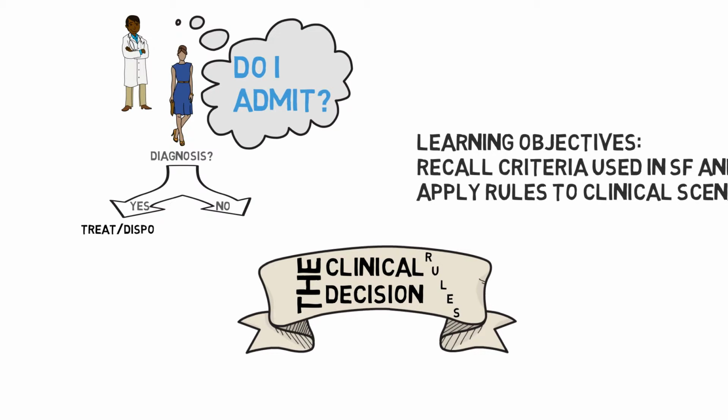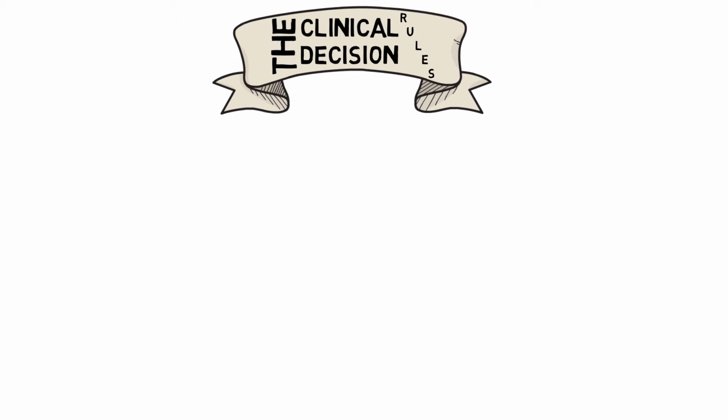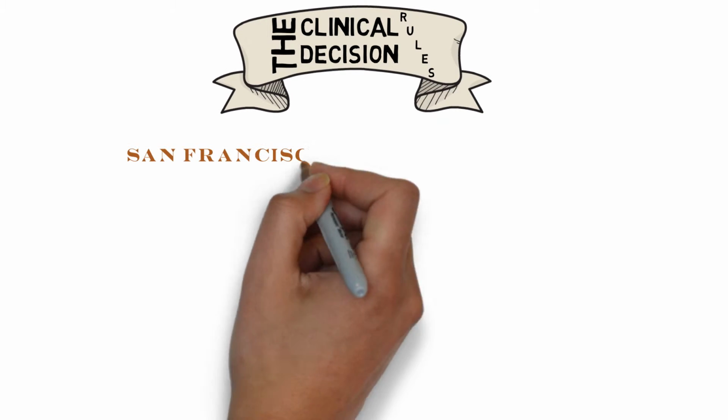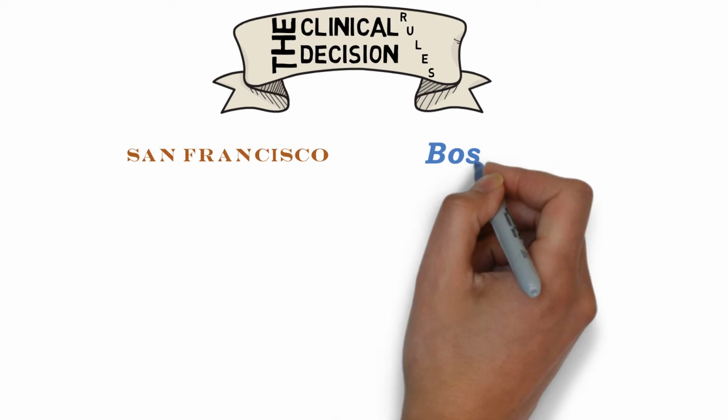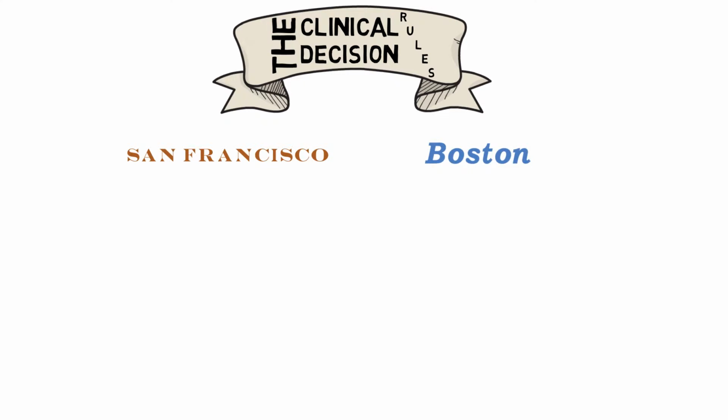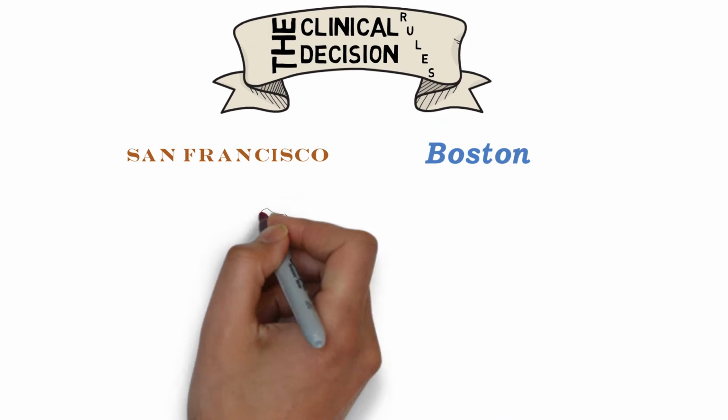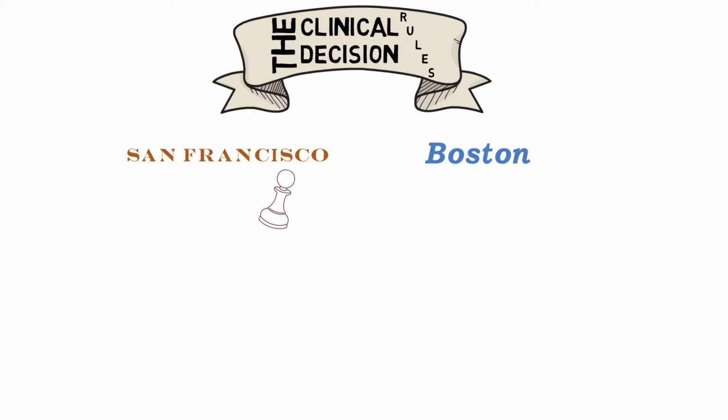There are two rules that you should know about as a rotator in the ED. The San Francisco rule and the Boston rule, named for the respective cities where they were developed. Let's talk about San Francisco first. The San Francisco rule has 5 criteria that you can remember using the mnemonic CHESS.